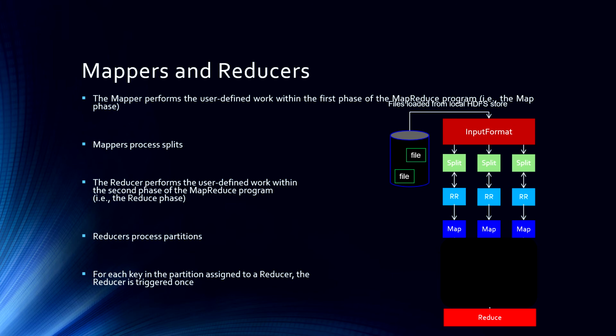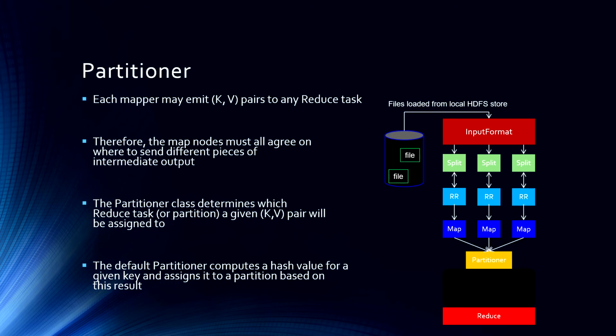Reducer processes the partitions. There's another thing called bucketing over here, which we'll be discussing in further lectures. For each key in a partition assigned to a reducer, the reducer is triggered once. For each key, it gets triggered once: once for apple, once for orange. It will not be like the mapper phase that is mapping each and every record. It will be reducing. That's the logic here.